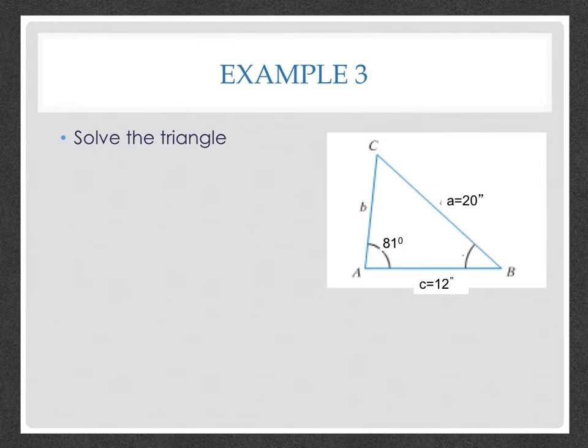Pay attention, though, because these are drawn out to you, but most likely, quiz-wise, 100% quiz-wise, it's going to say angle A is 81 degrees, side A is 20, and side C is 12. That's how the information is going to get given to you. You've got to be able to identify that that's side-side-angle. You're given two sides and the non-included angle, so you're going to make sure that you test for the ambiguous case.